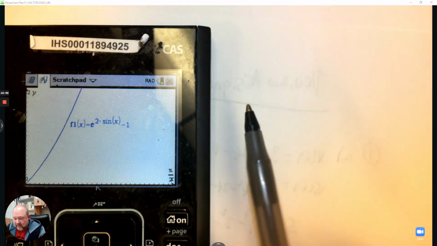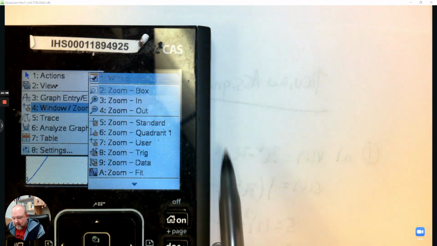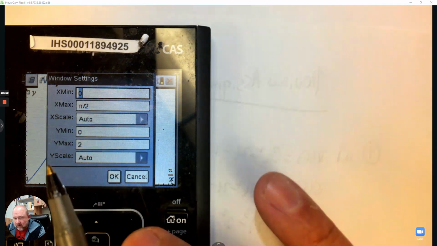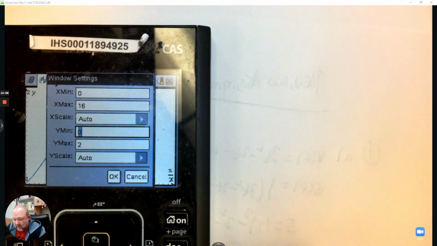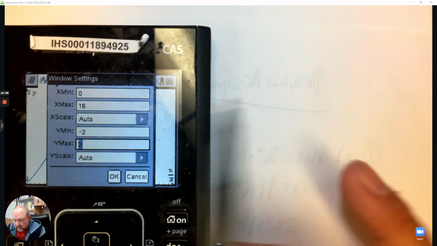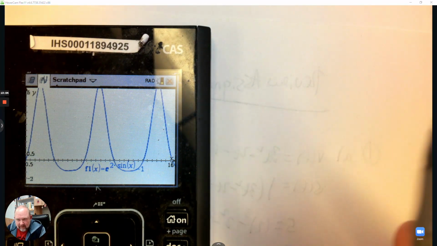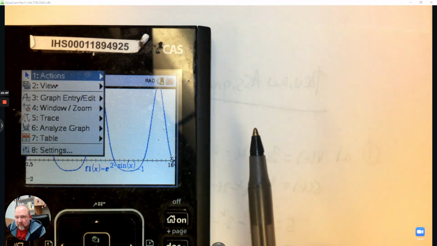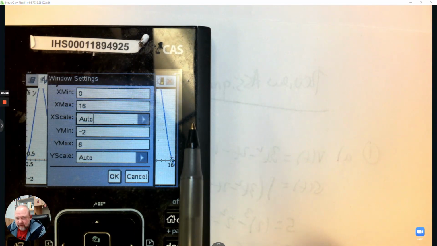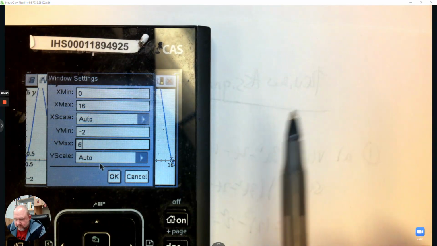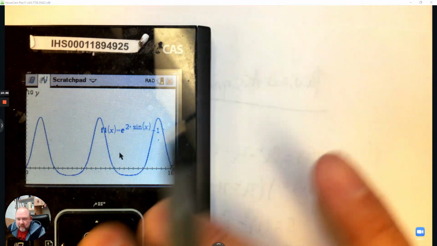So I'm going to go menu, then window, and I'll change the settings here. So we know we're going to go 0 to 16. And then I'm going to go from like -2, I don't know what it'll be, up to 6, let's say. So 6 doesn't quite give me enough, but you get the idea of what the graph looks like. So go menu, window, window settings. Again, I just need to change that 6 maybe to like a 10. Again, it's just a sketch. Make sure you see the important parts so you get a sense of what it looks like from 0 to 16.